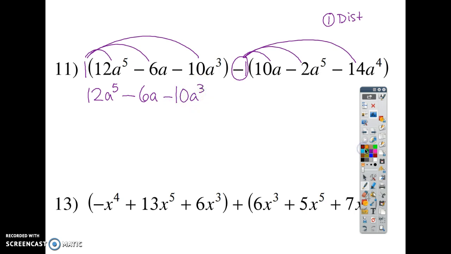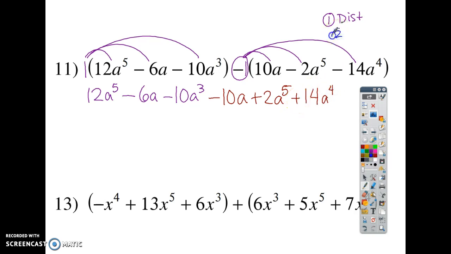Okay, start multiplying. What is negative 1 times 10? Negative 10a. So it changed the sign, right? This was a positive 10. It changed it to a negative 10. Negative 1 times negative 2 is positive 2a to the 5th power. Again, it changed the sign from a negative to a positive. And then negative 1 times negative 14 is a positive 14a to the 4th power, and it changed the sign from a negative to a positive.